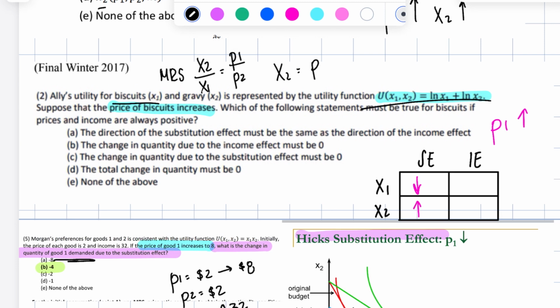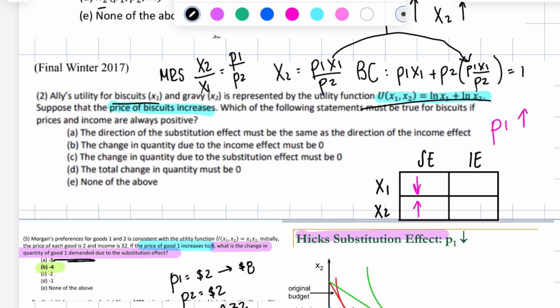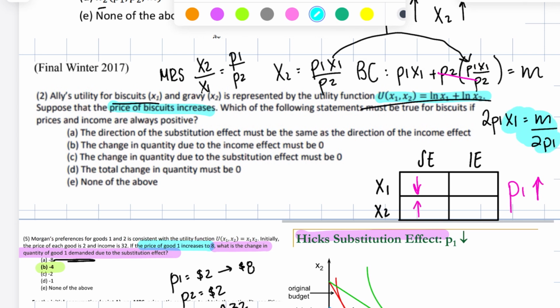So X2 equals P1 X1 over P2. And then I can plug this into my budget constraint. So I have P1 X1 plus P2 times P1 X1 over P2 equals my income M. Then I see here that these P2s cancel out, so I'm left with 2 P1 X1 equals M. So X1's demand is M over 2P1. I can see by this that X1 is a normal good.